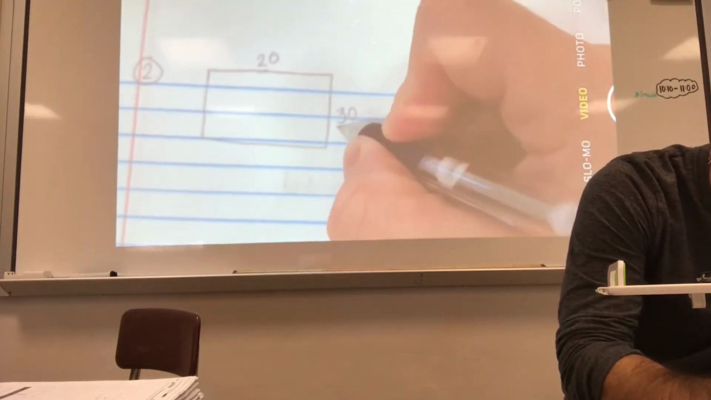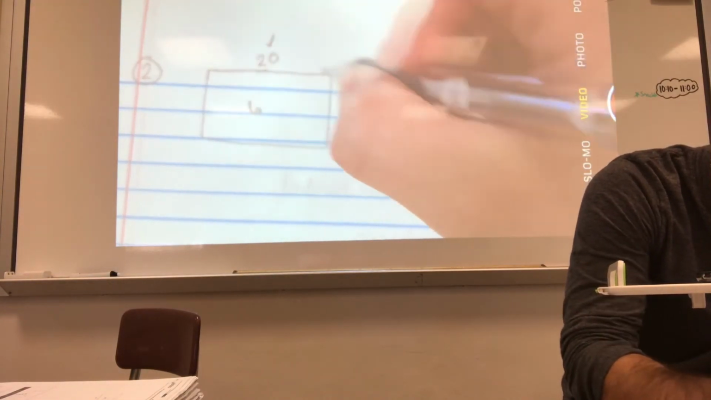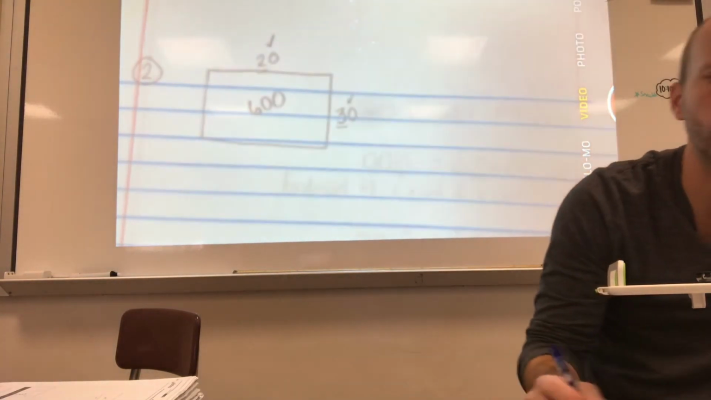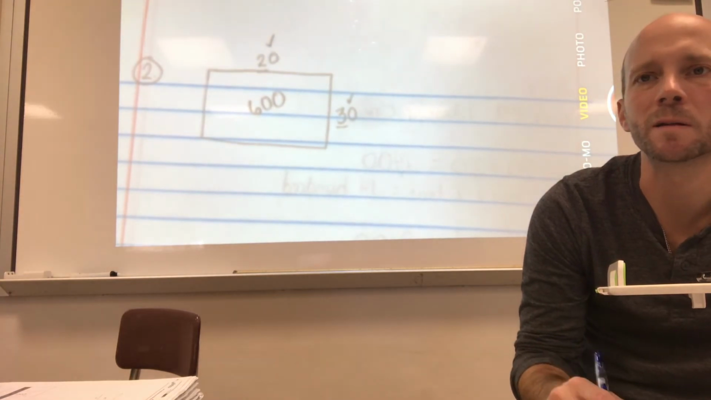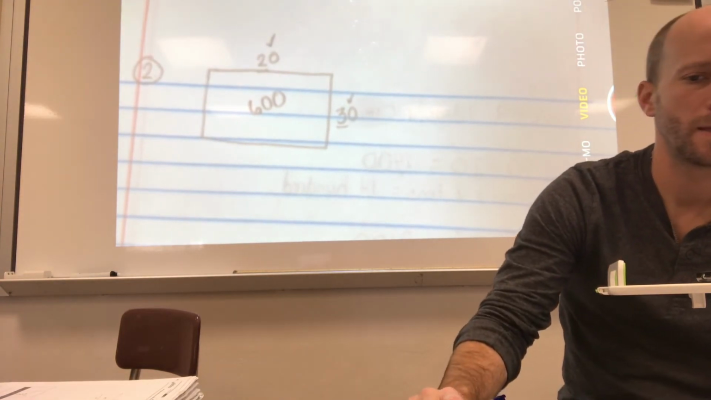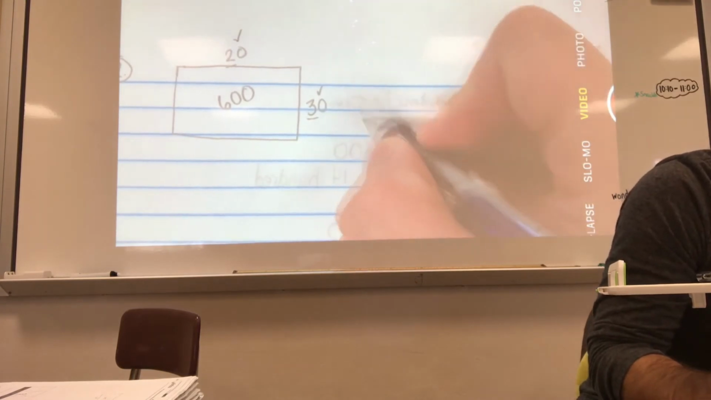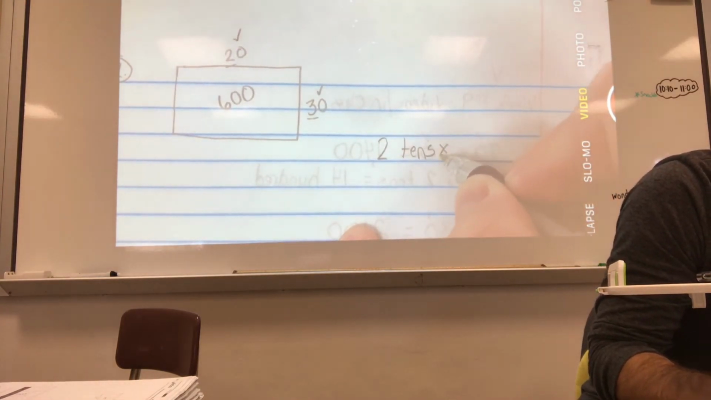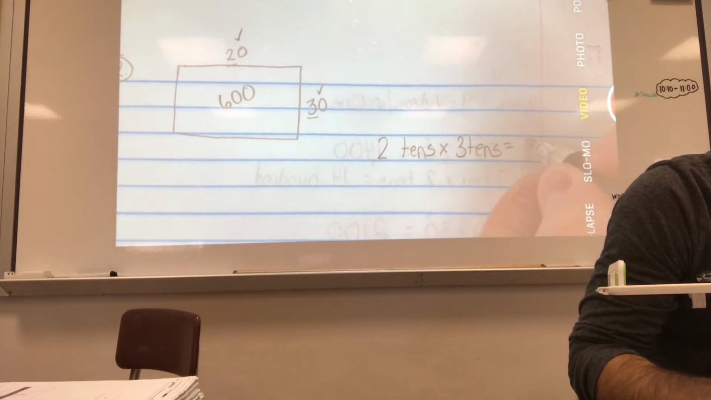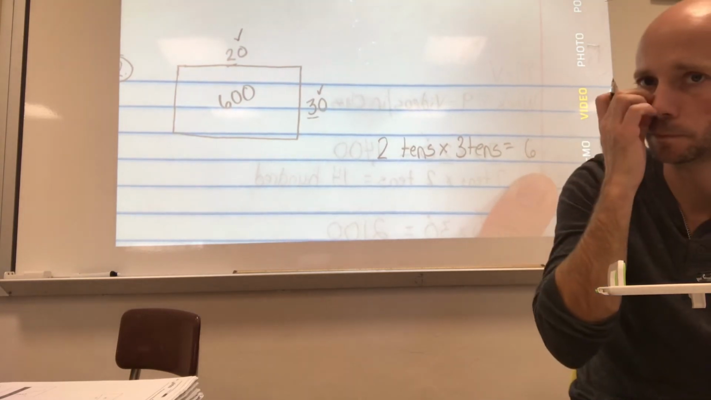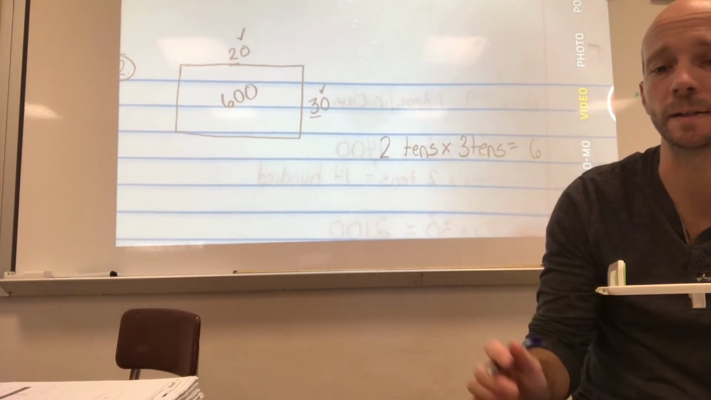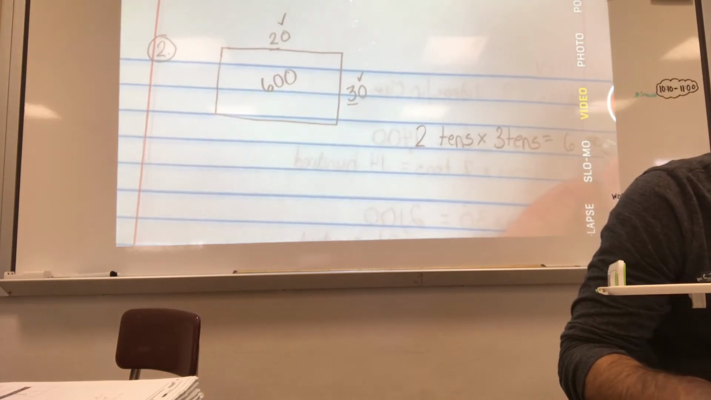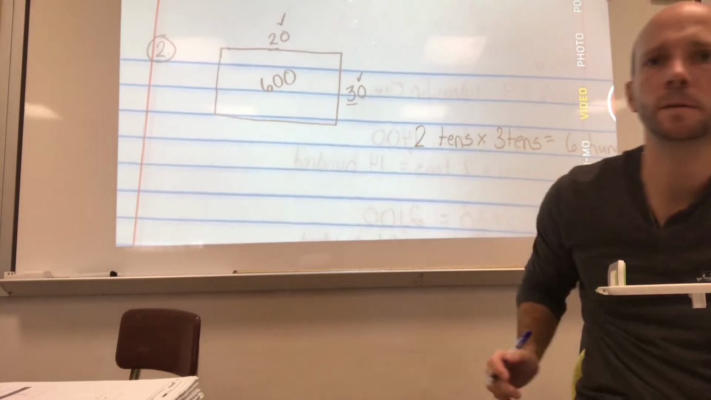2 times 3 is 6. Then zeros, 1 and 2. There's my answer. That's simple. Okay? They want us to tell the answer this way also. It says 2 tens times 3 tens. So we did 2 times 3 is 6, and then 10 times 10 is hundreds. 6 hundreds, or 600.